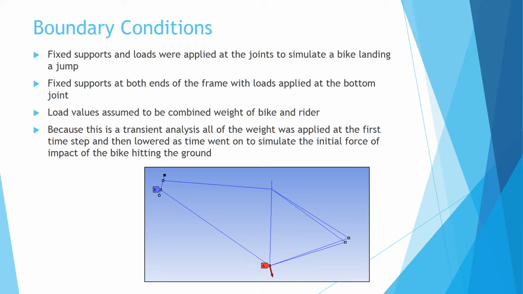The boundary conditions used for this problem are, as I mentioned before, to simulate a bike going off a jump. So fixed supports were placed at the front and back of the frame to simulate the reinforced wheels, as they are more rigid and can be used instead of a complex suspension system.